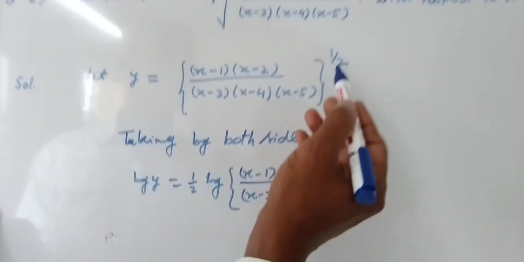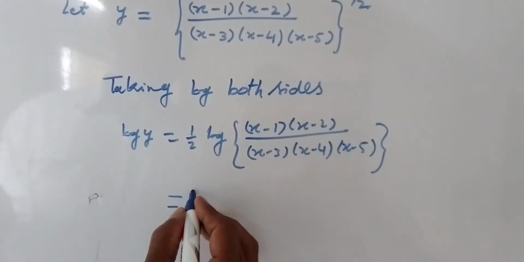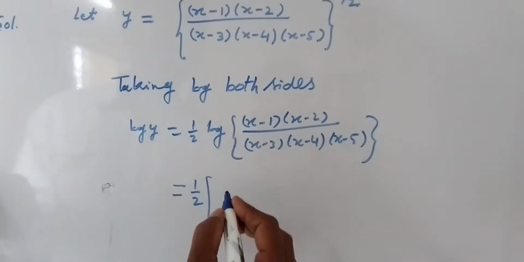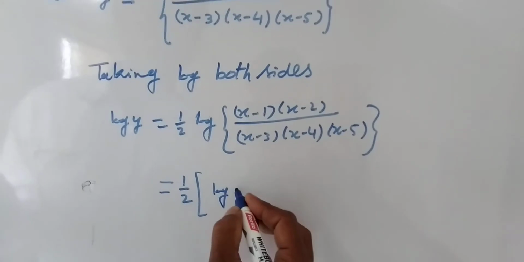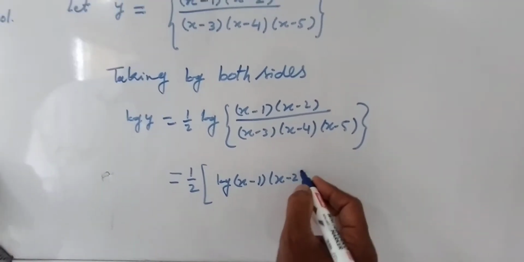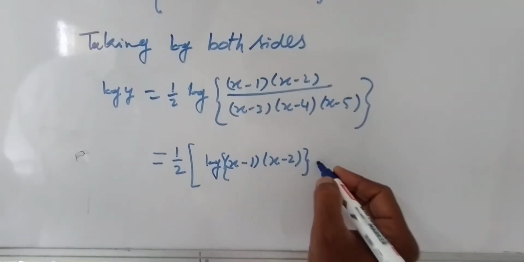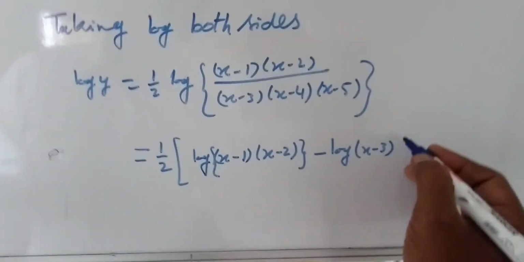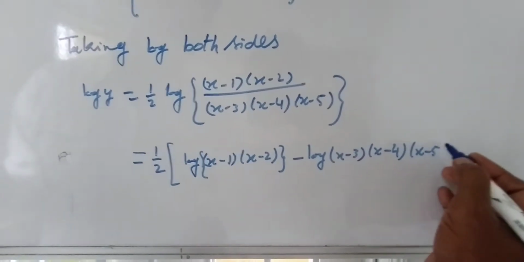We know this exponent comes in product form. So again 1 by 2, log u by v form. So log u minus log v. So log of x minus 1 into x minus 2 minus log of x minus 3, x minus 4, x minus 5.